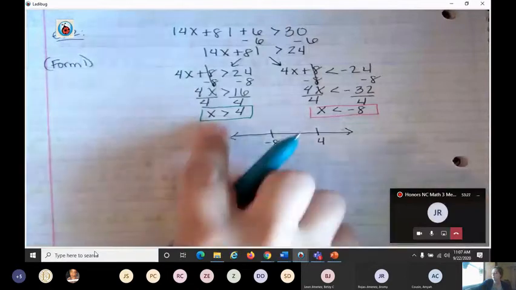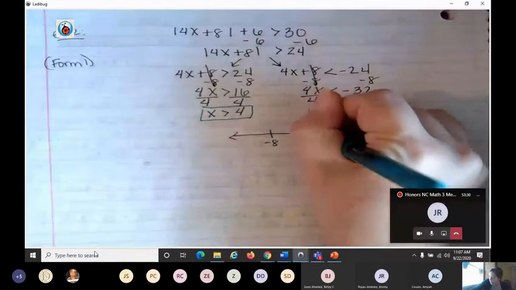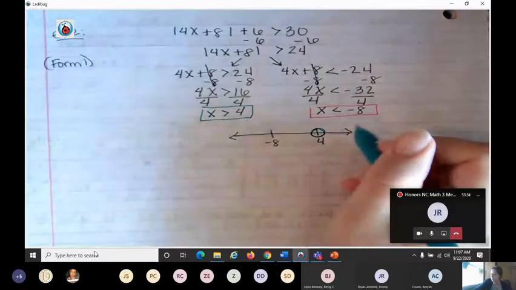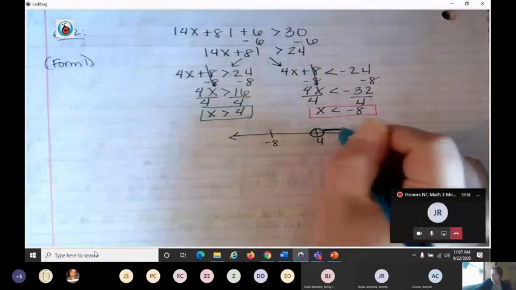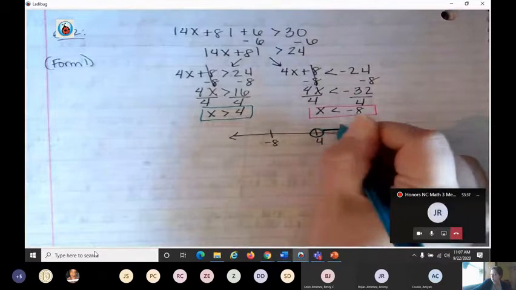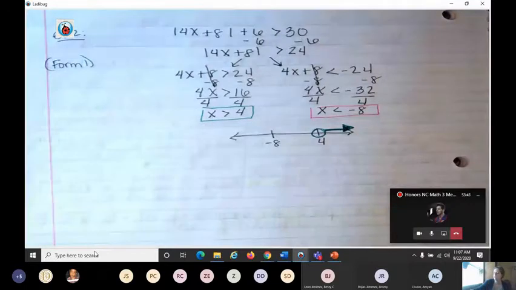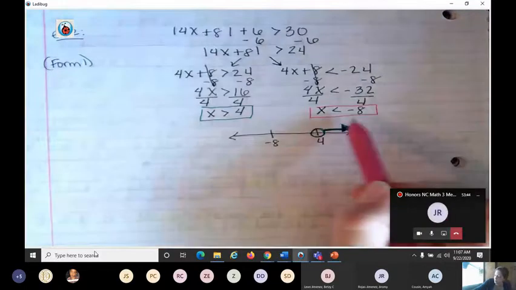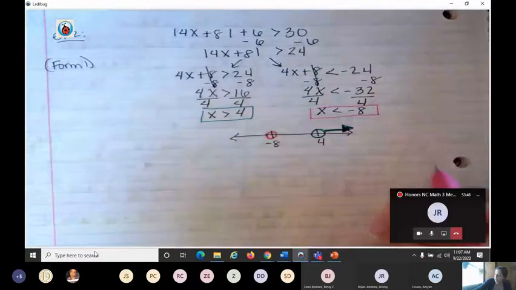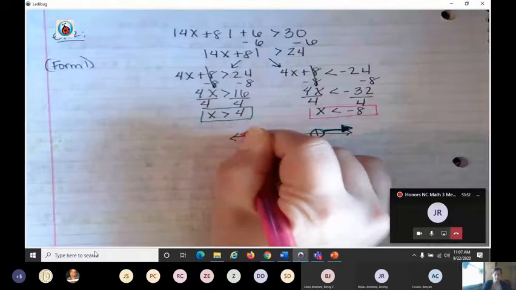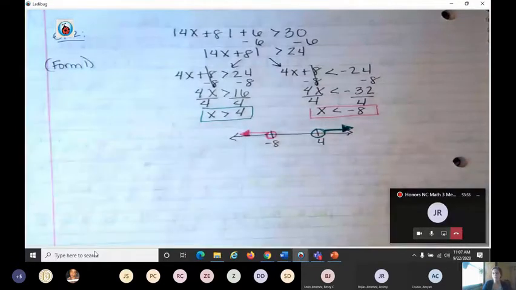So for the greater than 4, it's strictly greater than, so I have to have an open circle at 4. And it's bigger than, so I need to move my arrow to the right. Similarly, for my negative 8, I'm going to have an open circle. And I have to move my arrow to the left because its value is less than negative 8. Okay, so those are my solutions. What questions do you guys have about example 2?